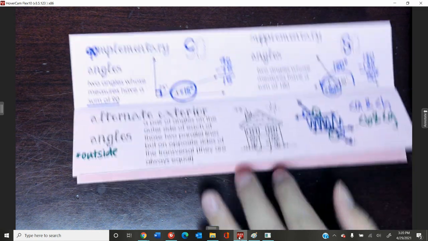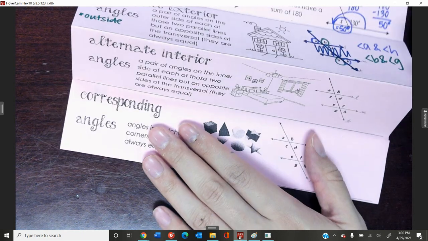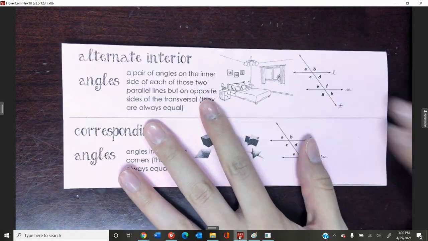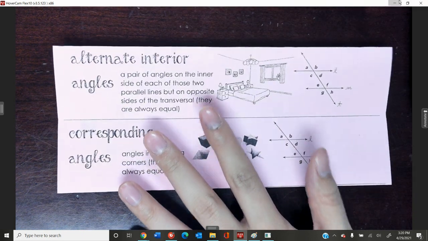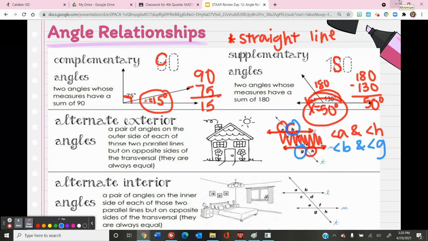Okay, so next we're going to go ahead and flip this up, and we're going to look at alternate interior angles. Alternate interior angles, these are now on the inside of your parallel lines. So I'm going to go ahead and scratch this out here. I'm just concerned with what's on the inside.